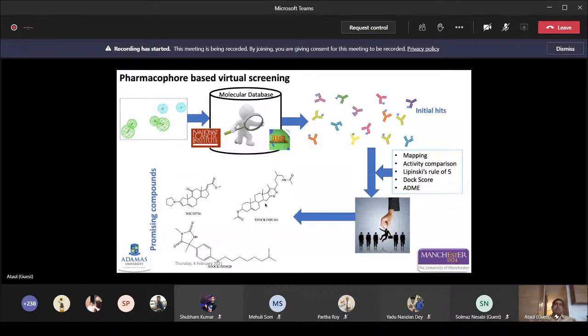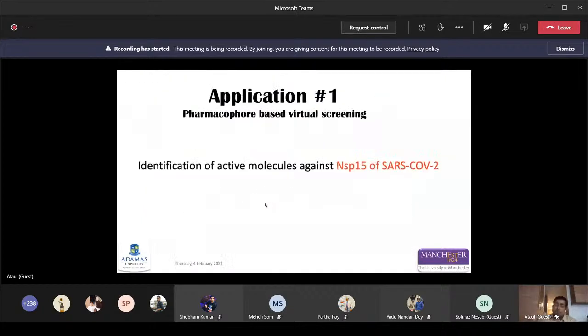So finally you may have these promising molecules. These are the applications, and this is an overview of the different pharmacoinformatics approaches in drug discovery. Beyond this, there is a lot, but these are the widely used ones. And now I'll go on to explain the different applications of the pharmacoinformatics approaches in COVID-19.